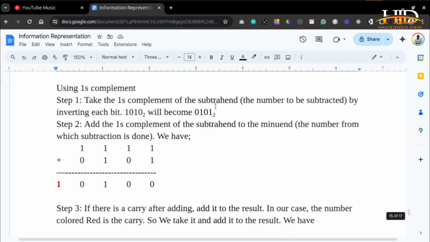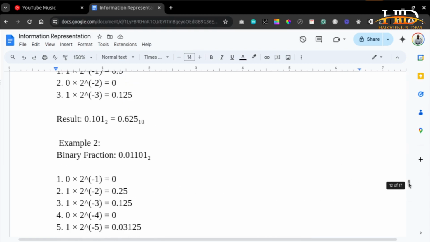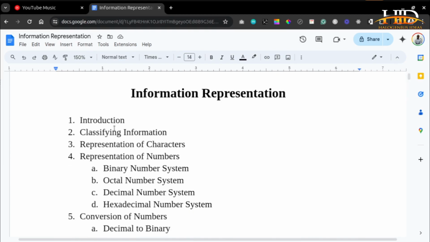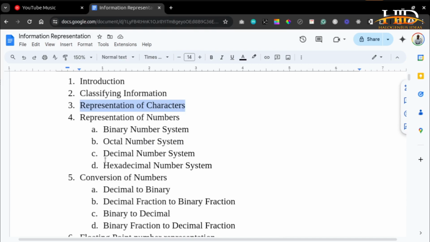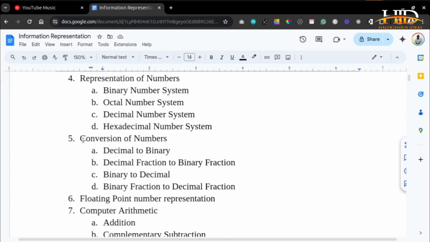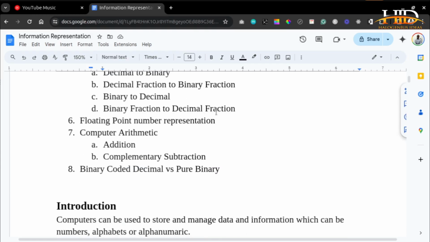So that will be all for this tutorial. Thank you very much for staying till the end. We started by giving a brief introduction to information representation, how to classify our information. Then we spoke about representation of characters. We spoke about the ASCII, the EBCDIC. We also spoke about representation of numbers in the binary, the octal, the decimal, and the hexadecimal number systems. Then we have conversion of numbers from decimal to binary, decimal fraction to binary fraction, binary to decimal, binary fraction to decimal fraction. We spoke about floating point number representation and computer arithmetic.